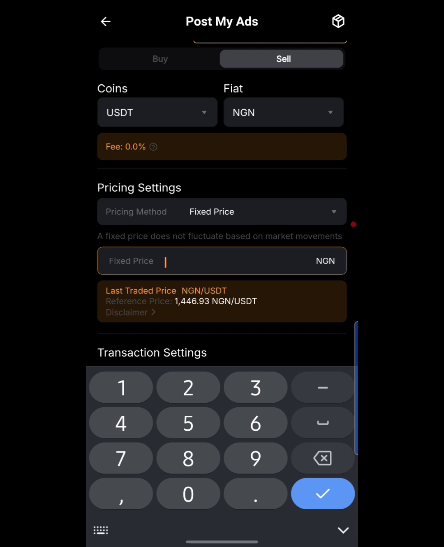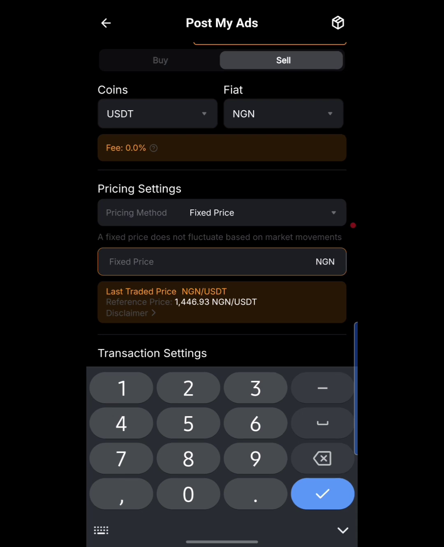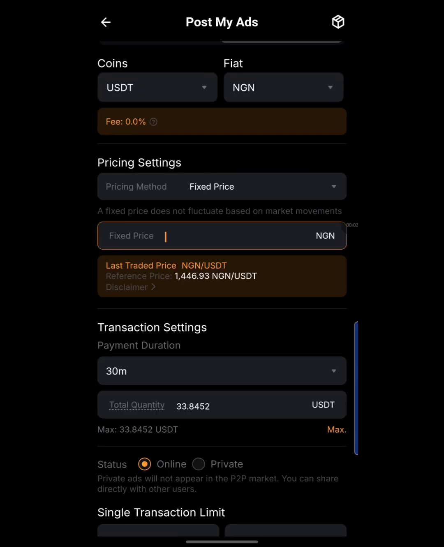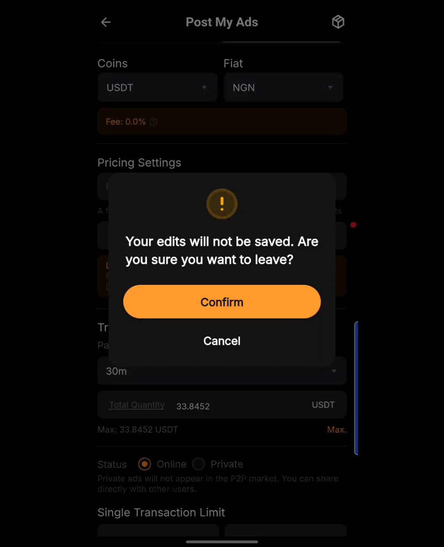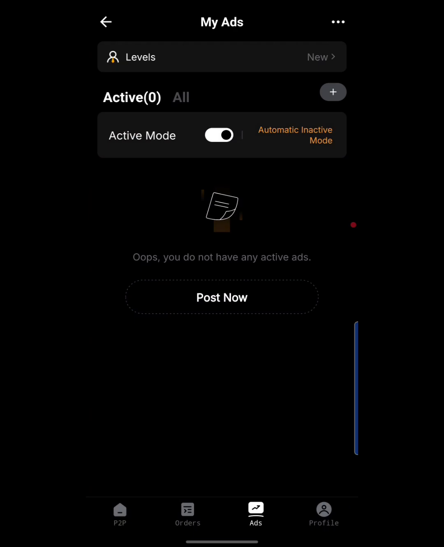So as you can see, this is the current market price right now. It says last traded price NGN/USDT. Reference price is actually 1446.93. So to confirm this price properly, let's go over to the front end of the buy and sell section to see how much traders are currently selling USDT, guys. So let's go. I'm going to go back right now. I'm going to hit on this confirm right here. I'm going to go back.